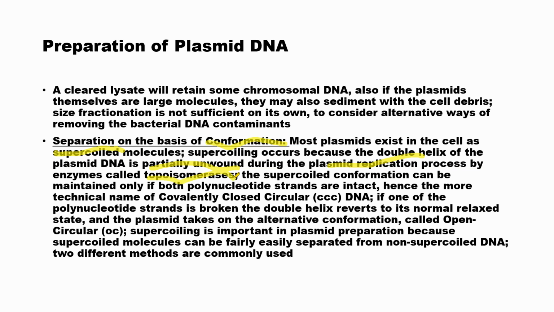So why does supercoiling of plasmid DNA take place? Because the plasmid DNA may be partially unwound, not fully unwound. When plasmid DNA replication takes place, enzymes called topoisomerases act upon plasmids, which leads to partial unwinding, not complete unwinding. Completely unwound means you would get two separate strands. No, it will be partially unwound. That's why plasmid DNA occurs as supercoiled molecules.